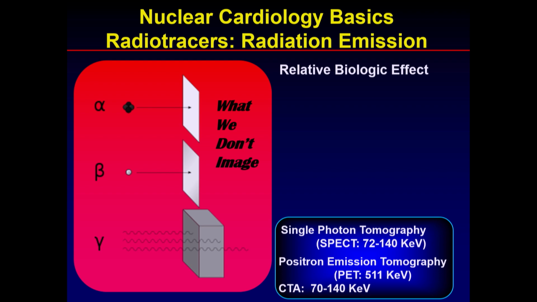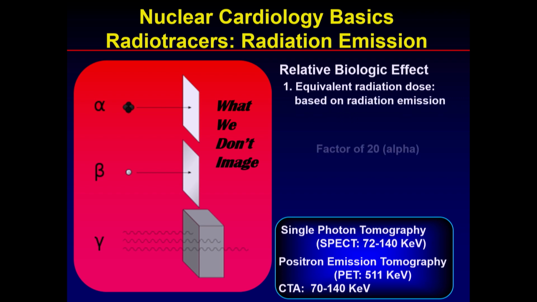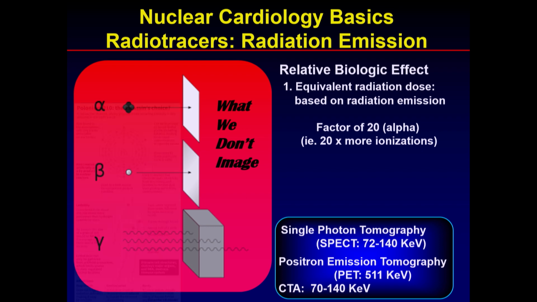So there's something called relative biologic effect, which is based on basically equivalent radiation dose. And that's based on the radiation emissions, such as, for instance, alpha particles, which have a factor of 20 for every emission, which is very, very high. And that means there's 20 or more ionizations per every particle.